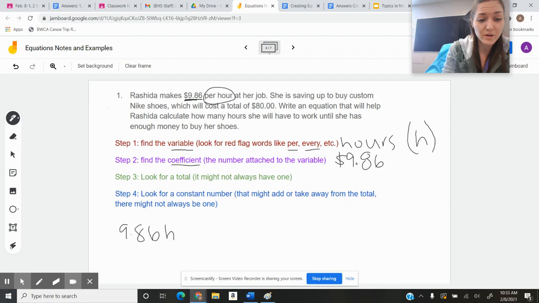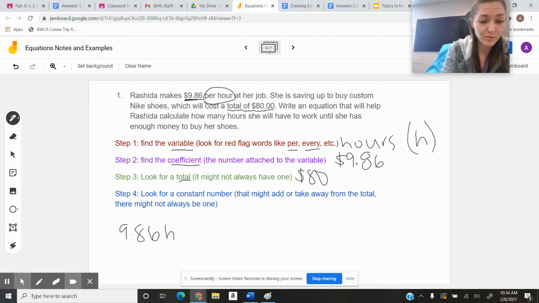All right, the next thing you want to do is look for your total. It might not always have a total. Like on your AccuPlacer test, they might not have a total, and that's okay. So let's go ahead and see if this word problem has a total. She makes $9.86 per hour. She's saving up to buy custom Nike shoes, which would be a total of $80. So our total is going to be 80 bucks. That's how much she needs her paycheck to be, $80 or more.